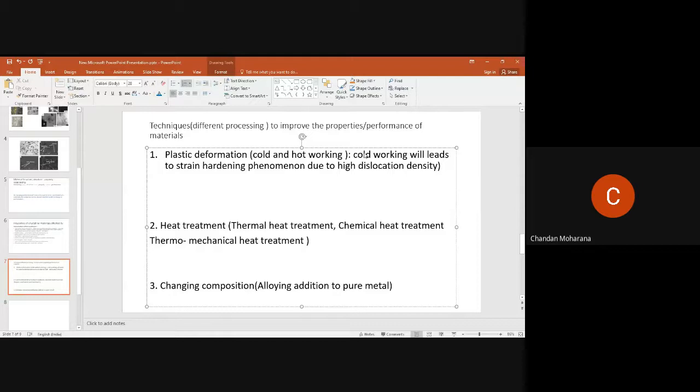The moment you are hammering the material, what will happen? Tell me quickly. More number of dislocations. It will deform plastically, and once it deforms plastically, more dislocations will be generated. More dislocations means the dislocation movement will be restricted, so strength will increase automatically. This is a simple way you can do that, and your father will get impressed, obviously.